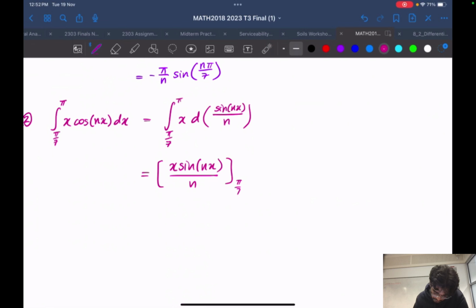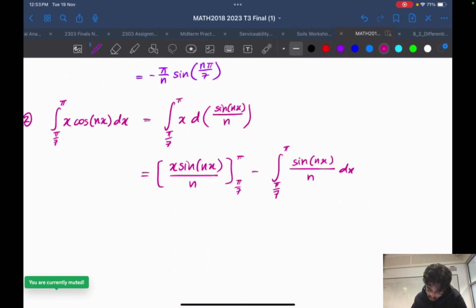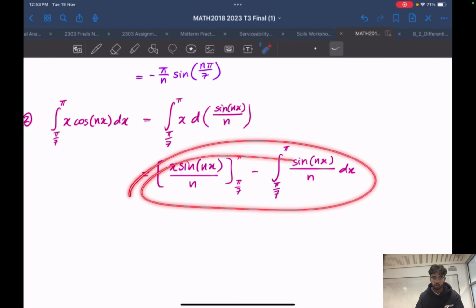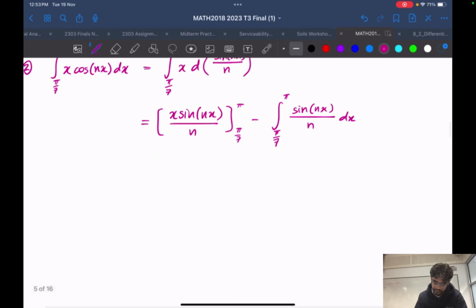between pi on 7 to pi, minus the integral from pi on 7 to pi of sine of nx over n dx. Okay, I'm not going to teach you what integration method I just used. Just know that no matter what method you use, you're going to get to the same answer, right? You will especially get to this point for sure. It's just I've skipped a few steps.